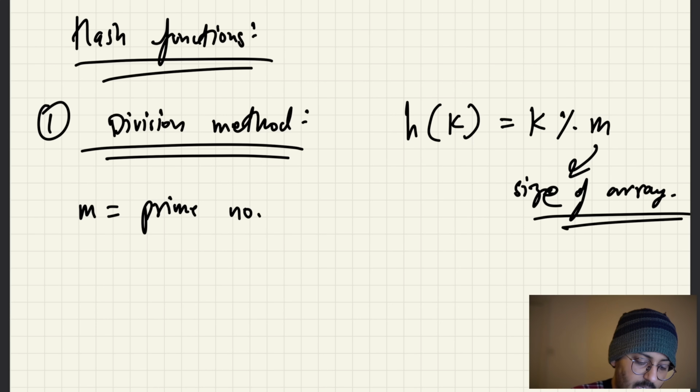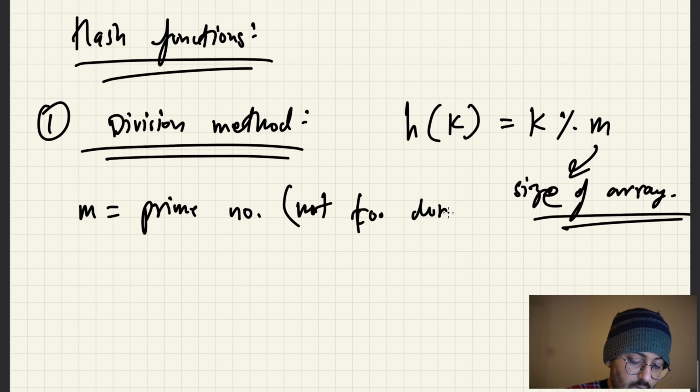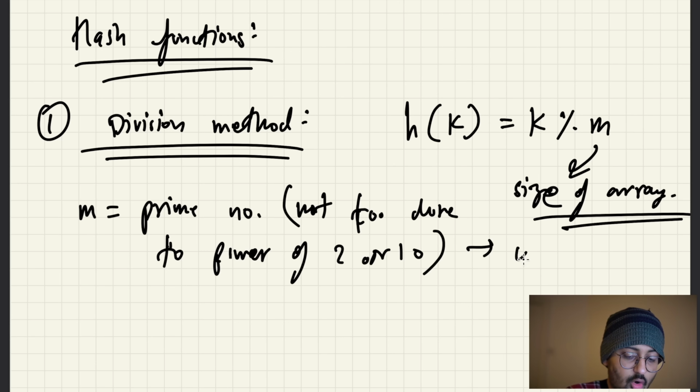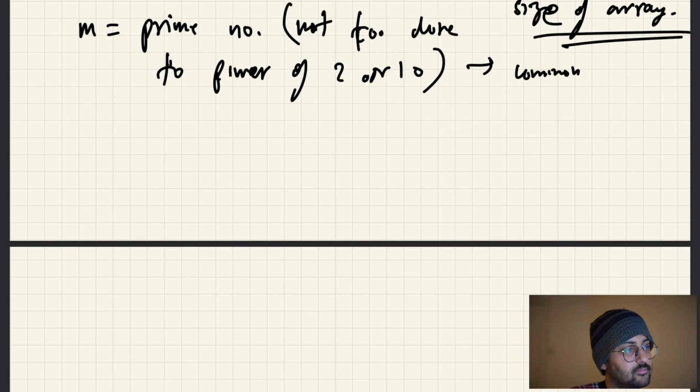Why? Because it will give you a more random generated answer, but m should not be too close to a power of 2 or 10 because these are common in the real world. Sounds good? This is one of the hash functions that we have already looked into right now.